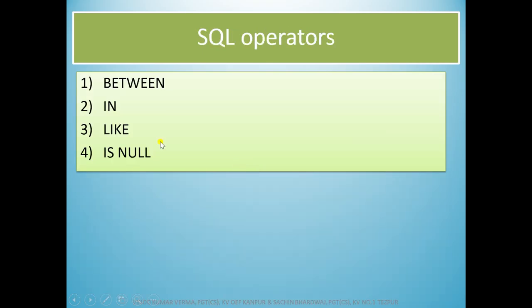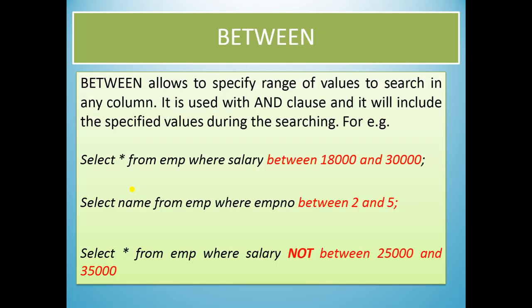Now SQL operators. There are 4 operators that are used in SQL: BETWEEN, IN, LIKE, and IS NULL. BETWEEN allows you to specify a range of values to search in any column. It is used with the AND clause and it will include the specified values during the searching. For example, select asterisk from EMP where salary between 18,000 and 30,000. Another example, select name from EMP where EMP number between 2 and 5.